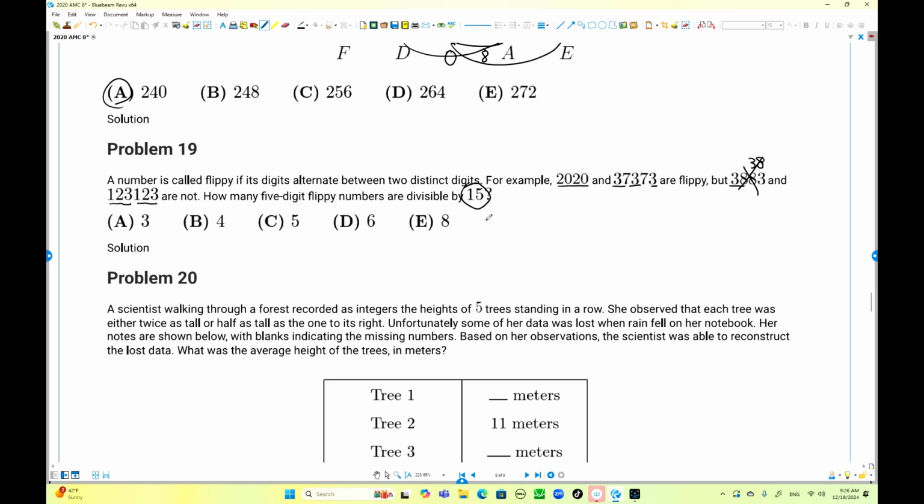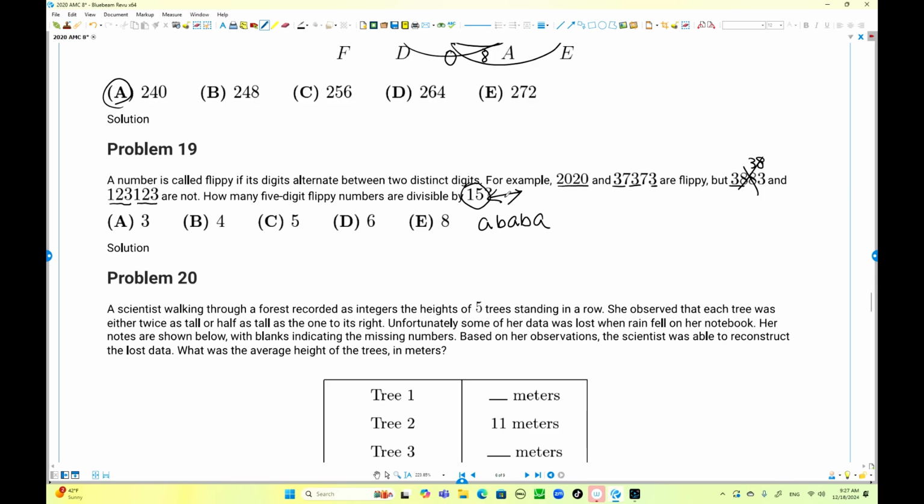So we can use this one. ABABA. That's the format, right? The number should be in this form. But in this case, A cannot be 0. If A is 0, that is a 4-digit number. Okay, now check it out.